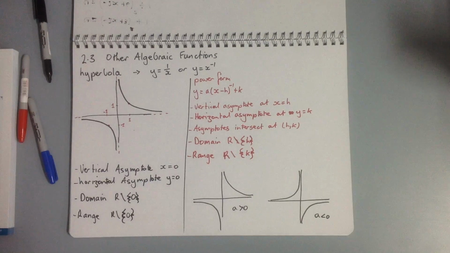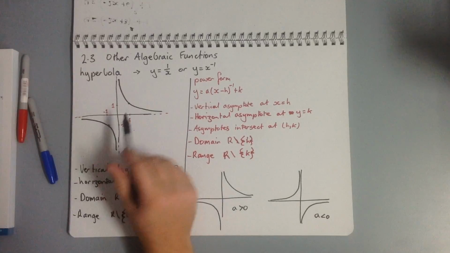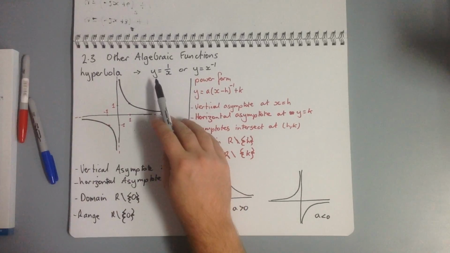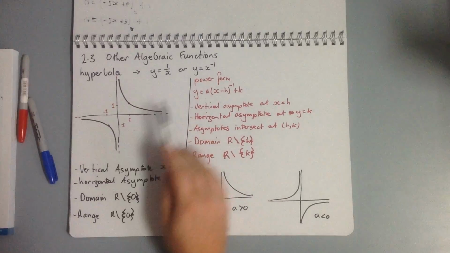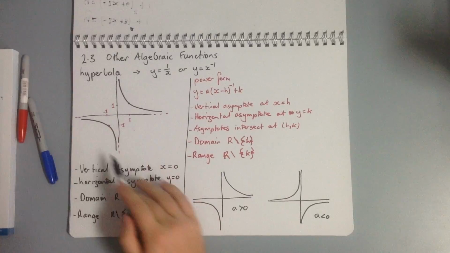Hey, in this tutorial we're going to be looking at other algebraic functions. Okay, so the first one we're going to look at is the hyperbola. Now that has a very basic equation of y equals 1 over x, or y equals x to the power of -1. Now our general graph looks like this.